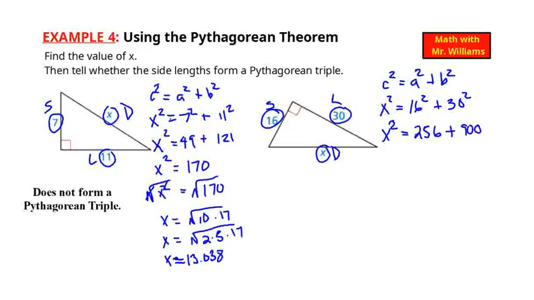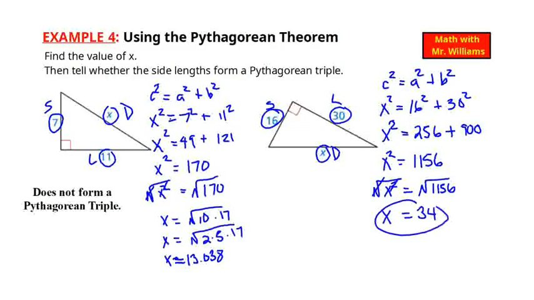All right, let's add the right. So we have x squared equals 1,156. And now we square root both sides. The square and the square root cancel, leaving us x equals 34. So since 34 is an integer, this forms a Pythagorean triple.